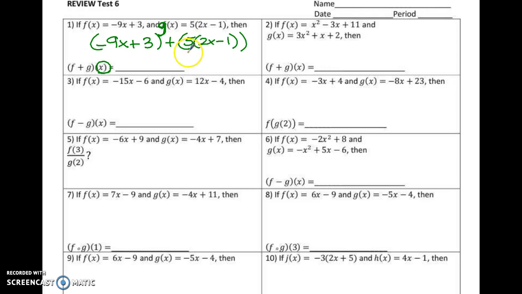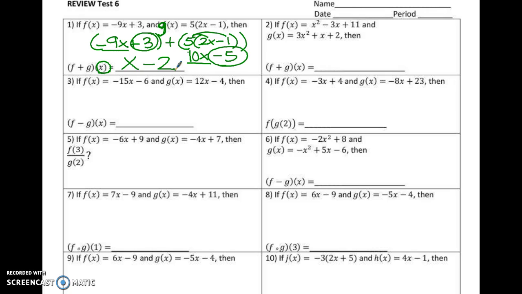So over here, if I distribute the 5, we've got 10x minus 5. And I want to combine like terms now. So I got 10x and negative 9x, which would give us 1x. So 1x is the same as x. And a positive 3 take away 5 is going to give you negative 2. So when you add those two functions together, you get x minus 2.